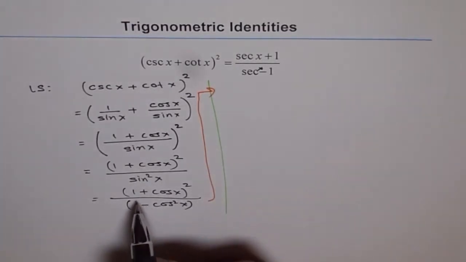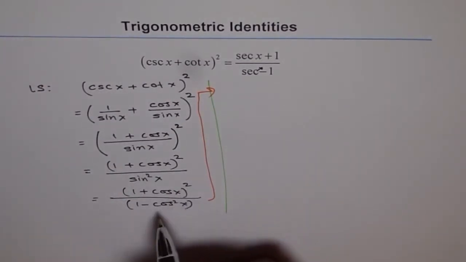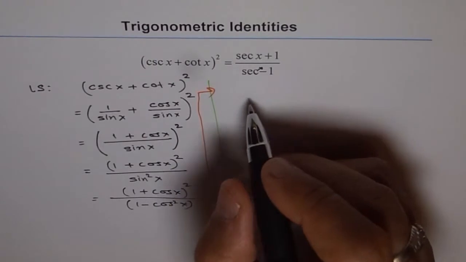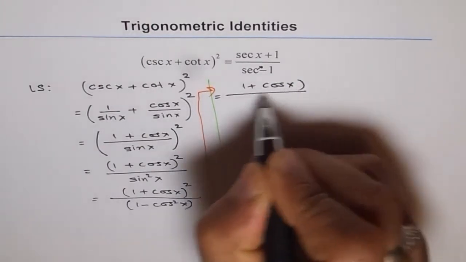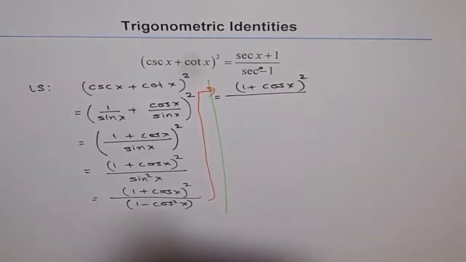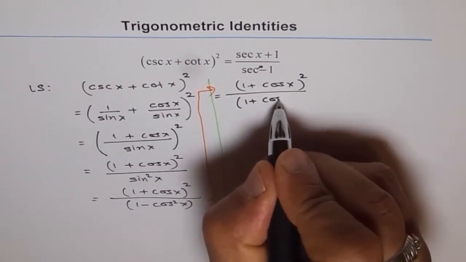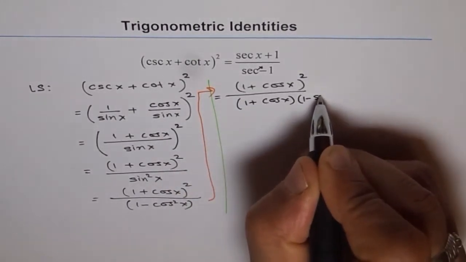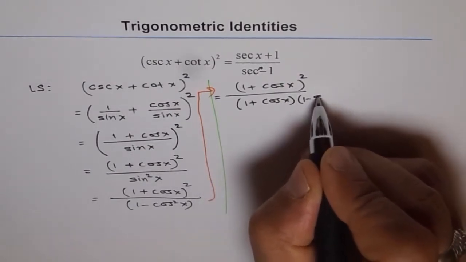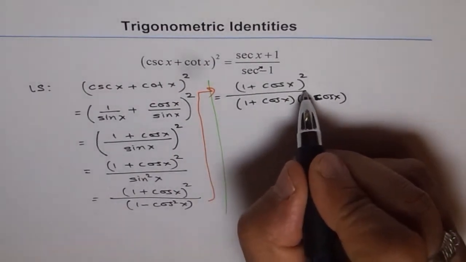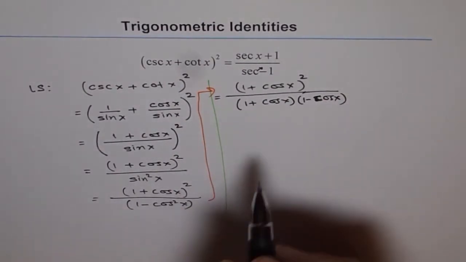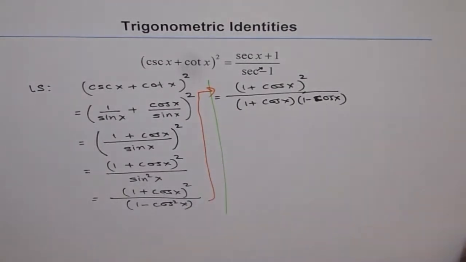So now 1 plus cos x whole square is in the numerator, and I've got 1 minus cos square x in the denominator. I can factor this out, right? I'm writing 1 plus cos x whole square in my numerator, and the denominator can be written as 1 plus cos x times 1 minus cos x. So we factored this out, right? A square minus b square is a plus b times a minus b. That is what we used here, correct?